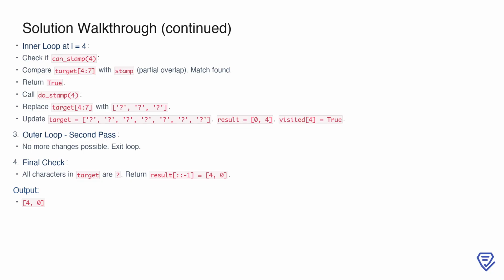After completing the first pass of the outer loop, no further changes are possible, so we exit the loop. In the final step, we confirm that the target is fully stamped, and we reverse the result list to provide the output as 4, 0. This demonstrates how overlapping stamps can still lead to a valid solution.